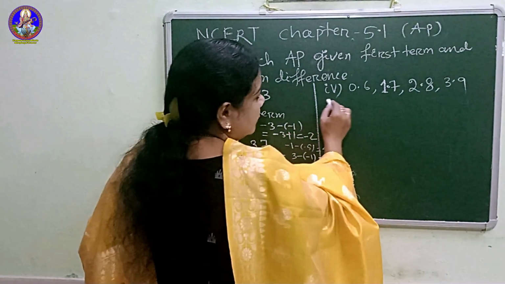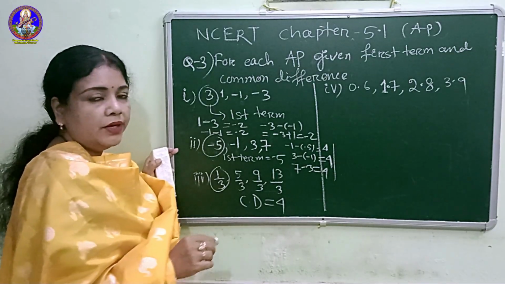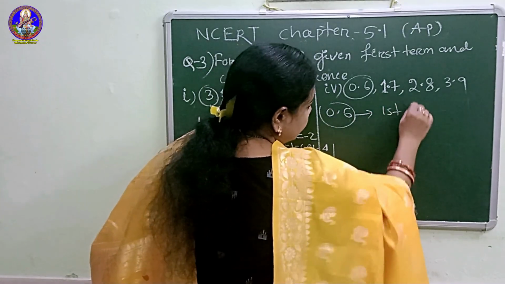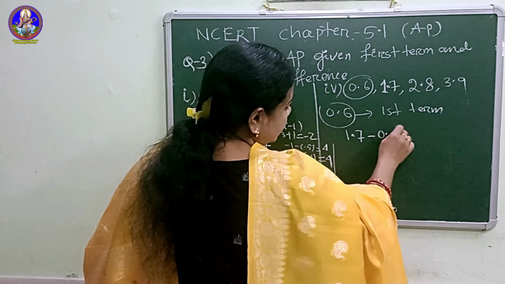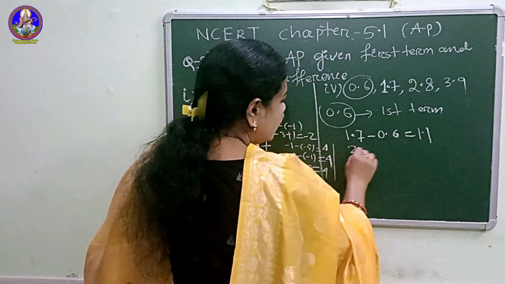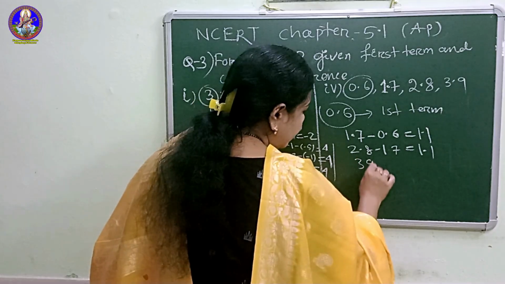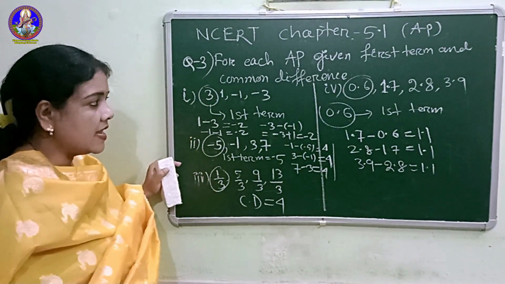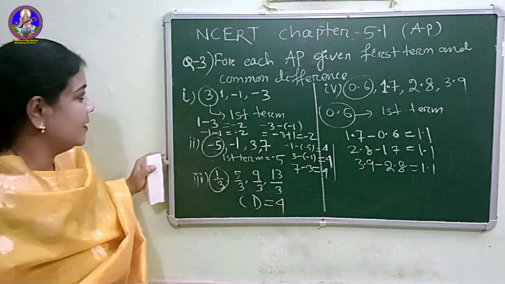Okay. So next, it is given that the sequence is 0.6, 1.7, 2.8 and 3.9. So 0.6 is the first term. Then the difference is 1.7 minus 0.6. How much is it coming? 1.1. Similarly, 2.8 minus 1.7 is also 1.1, and 3.9 minus 2.8 is also 1.1. So 1.1 is the common difference and 0.6 is the first term. This is how I solve this question, so you practice at your home.